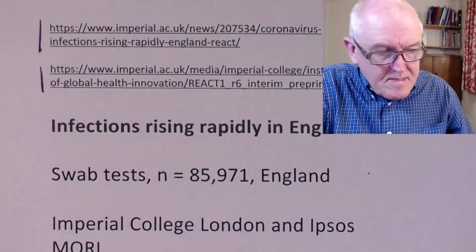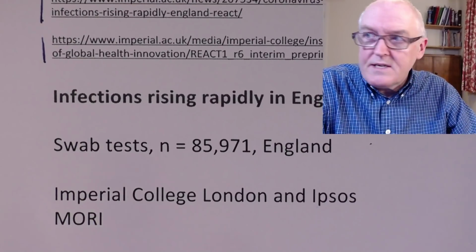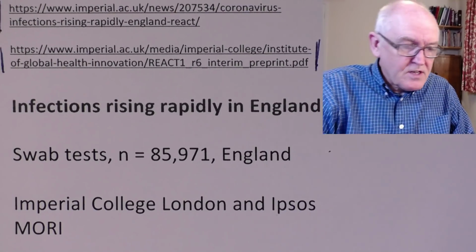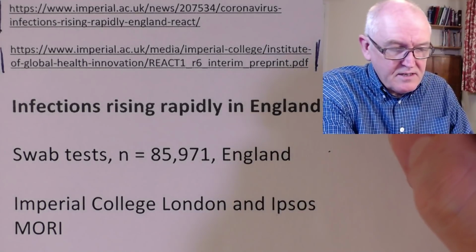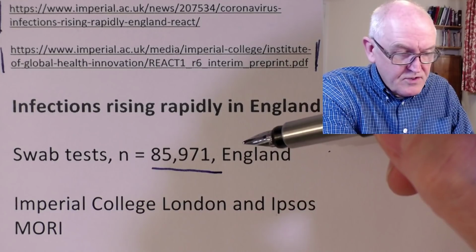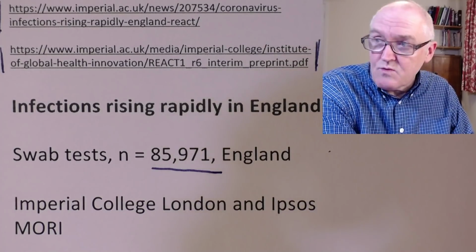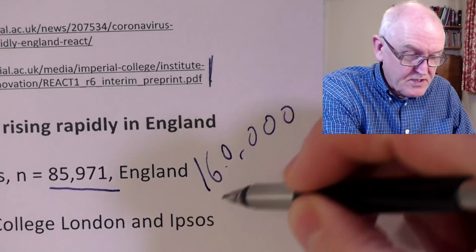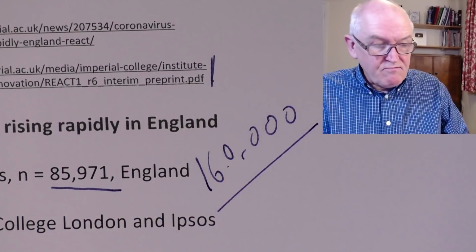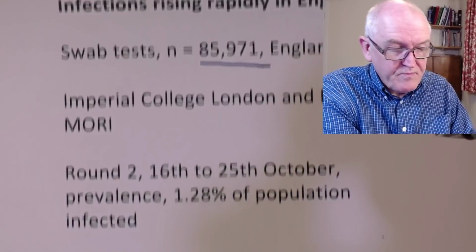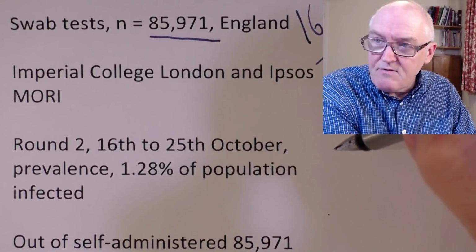And as I said, I haven't quite decided where the most accurate story is at the moment. So infections rising rapidly in England, according to this. Now they've done 85,971, basically 86,000 swab tests. They're working up to 160,000 in this study. So this is an interim report in combination with Ipsos Mori, the polling people. Now this is the second round data they're reporting on.